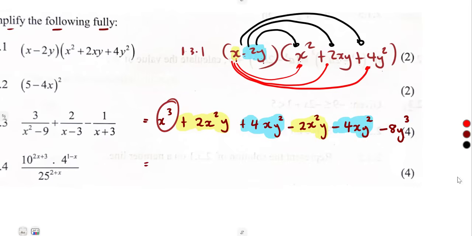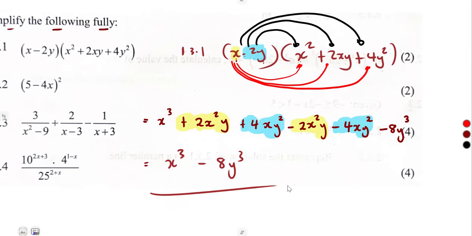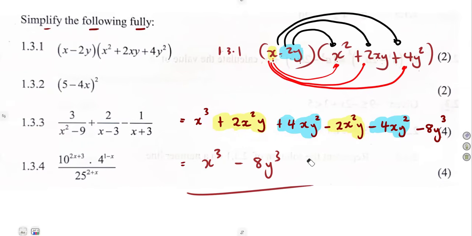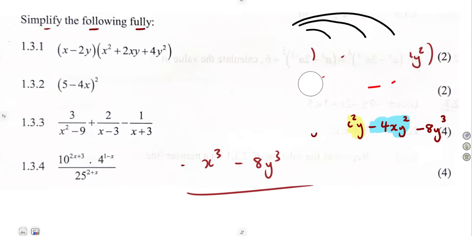And you remain with what? X cubed minus what? 8y cubed, like that. So this is what you were going to have at the end. So it's just about revision, guys. Let us do as many questions as we can. All right, let us move on to another part.